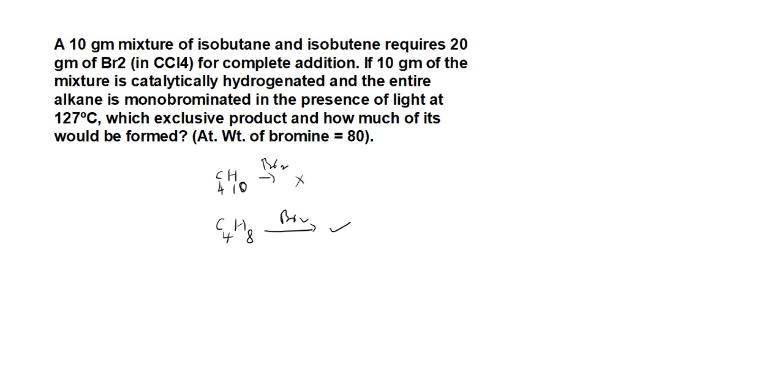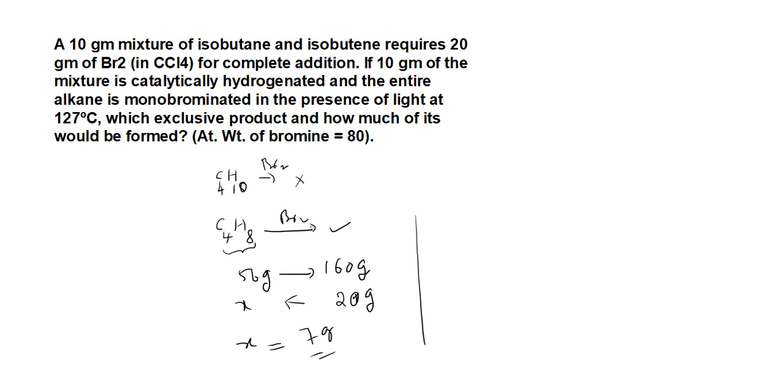But the point is, the molar mass of isobutene is 56 grams, and 56 grams of isobutene reacts with 160 grams of bromine in that reaction. But the given bromine is actually 20 grams only. So when 20 grams of bromine is given, how many grams of isobutene is required? That is around 7 grams, from the calculation: x is equal to 56 into 20 by 160, 7 grams will come.